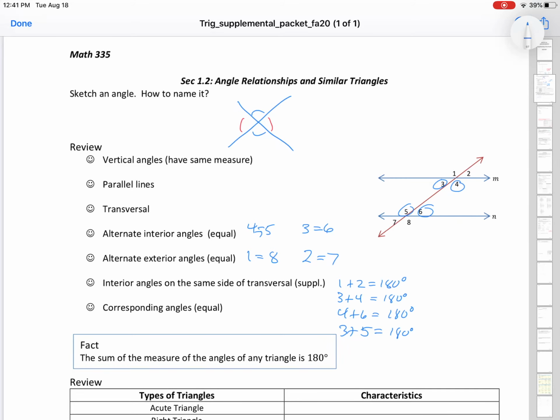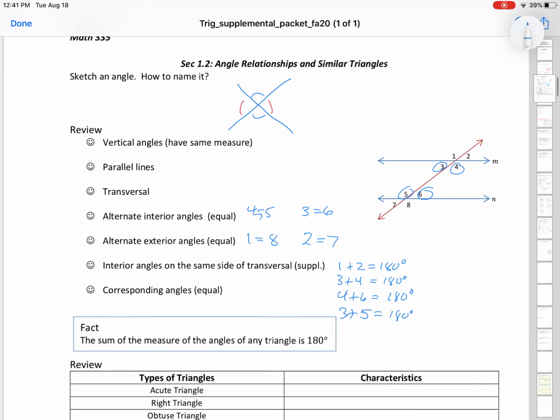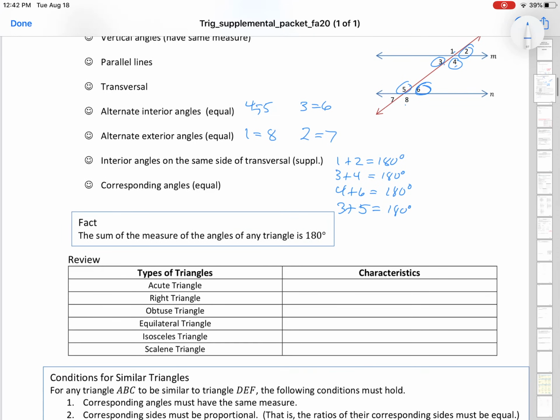Right? So you can see that there's a lot of supplementary angles, and corresponding angles are equal. So the corresponding angles are 2 and 6. Right? These two are equal. 4 and 8 are equal to one another. 1 and 5 are corresponding, and 3 and 7 are corresponding as well. And so we'll use all that to solve some things.